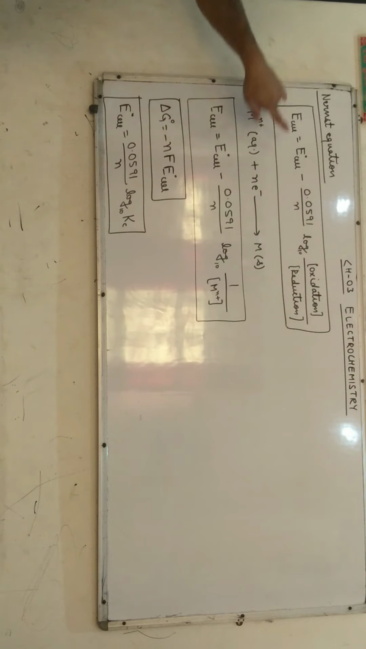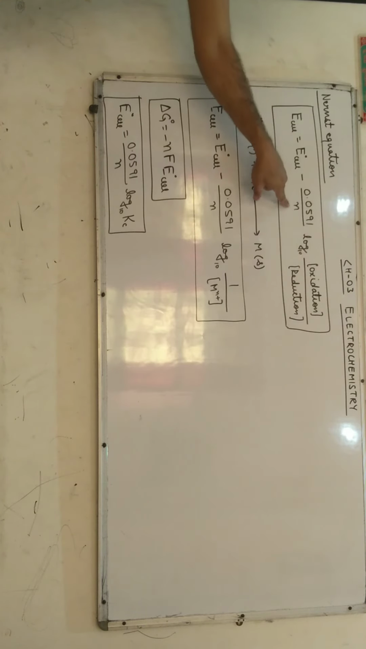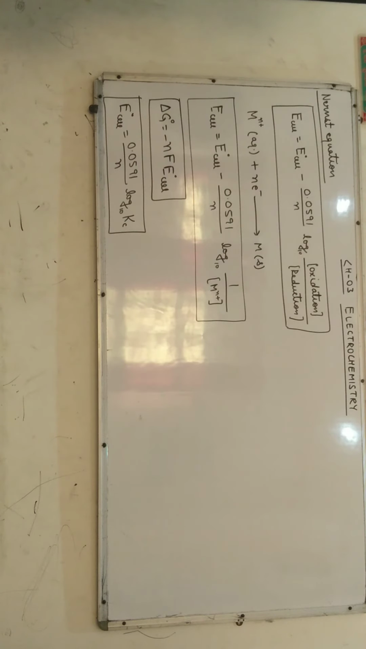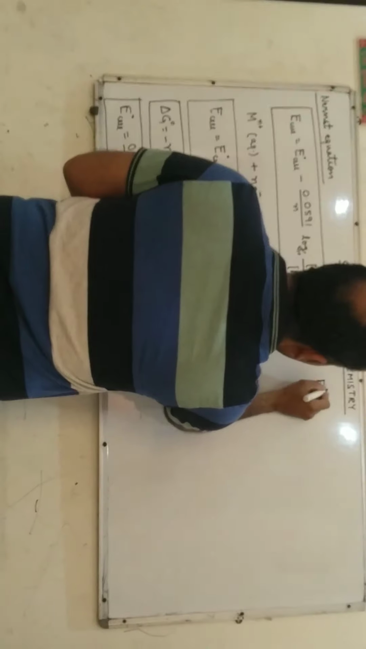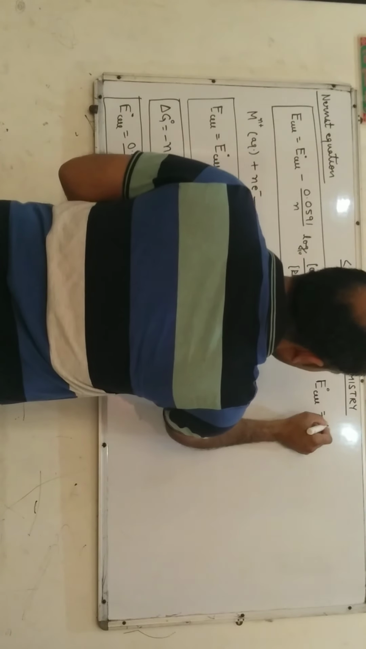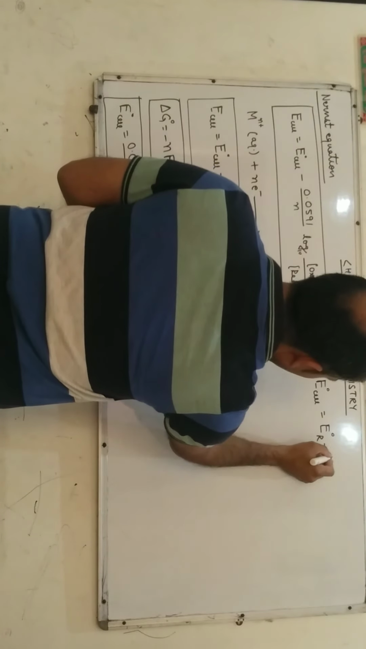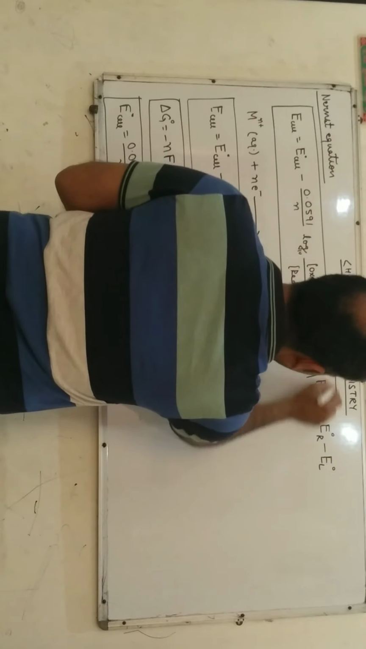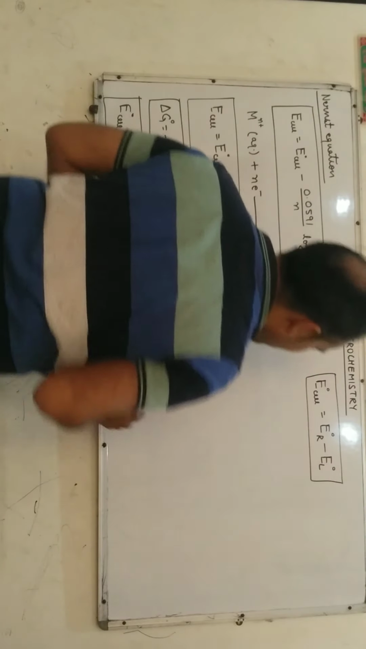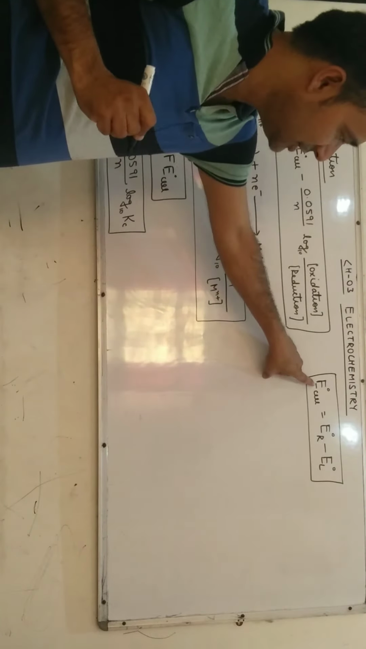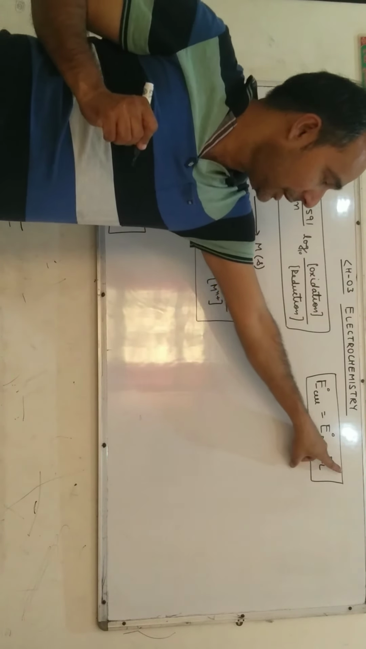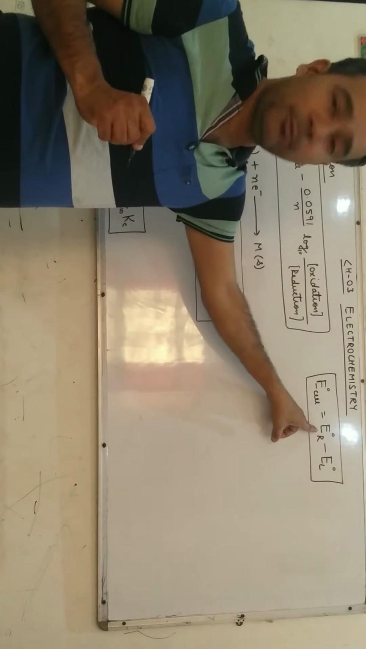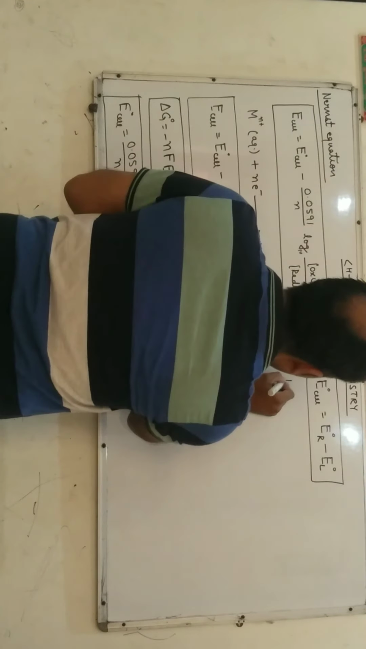Next equation is E cell is equal to E naught cell minus 0.0591 upon n log base 10 oxidation upon reduction. Here the value of E naught cell we can calculate with the help of the formula E naught cell is equal to E naught reduction minus E naught oxidation. I repeat again, E naught cell is the EMF of cell or cell potential. It is calculated by subtracting electrode potential of oxidation from electrode potential of reduction.